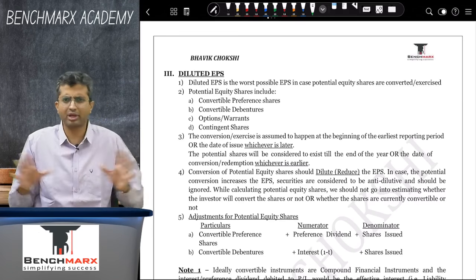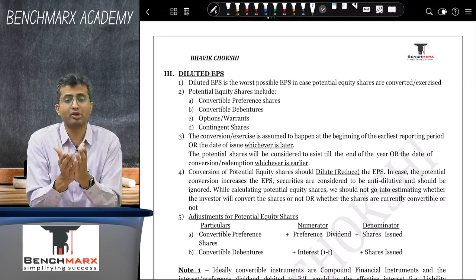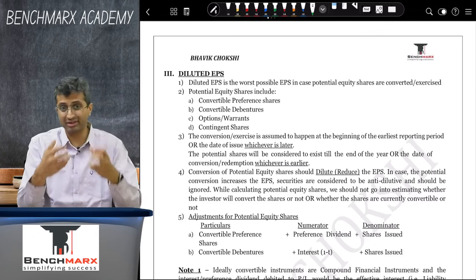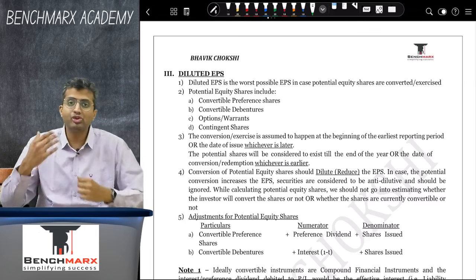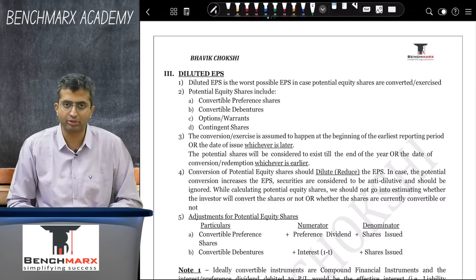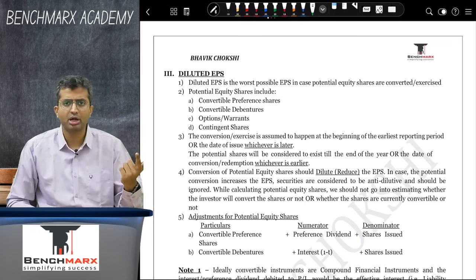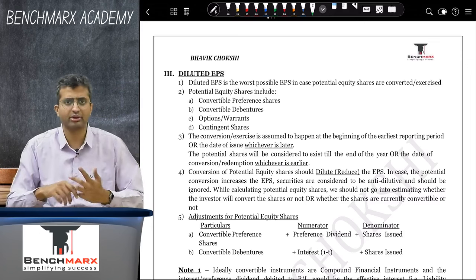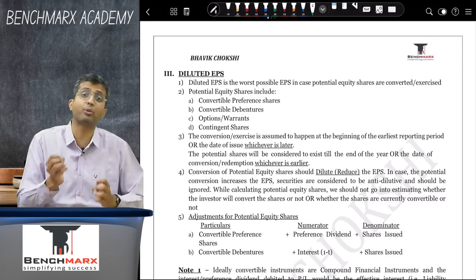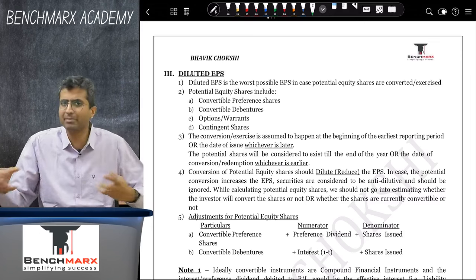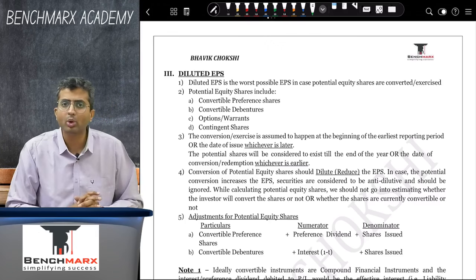Sir, I don't understand. What do you mean by potential equity shares? Potential equity shares are those instruments which have the potential to become equity shares. For example, convertible preference shares, convertible debentures, options or warrants, contingent shares, all of these have the potential to become equity shares, though they may not be equity shares as of now.